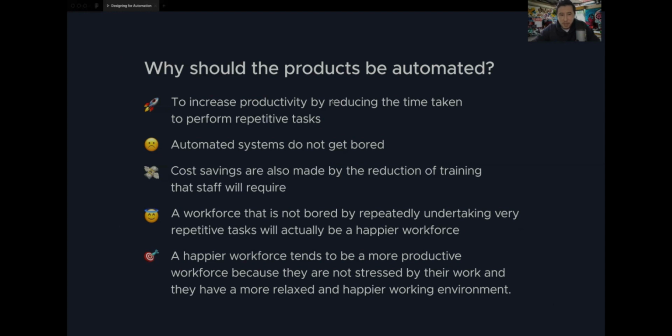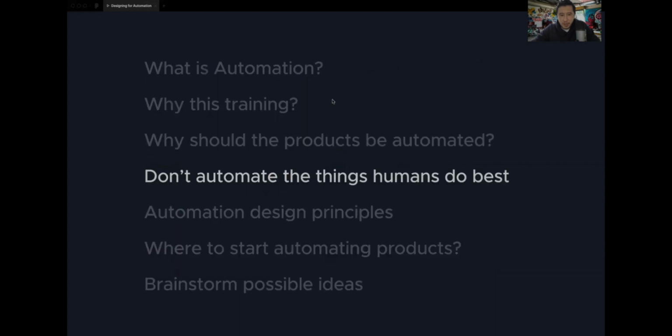So these are some of the main reasons for automating the products, and to make people's life, our customers' life, easier. And the next one is about not automating. So we talked about automating, and we'll talk about not automating.